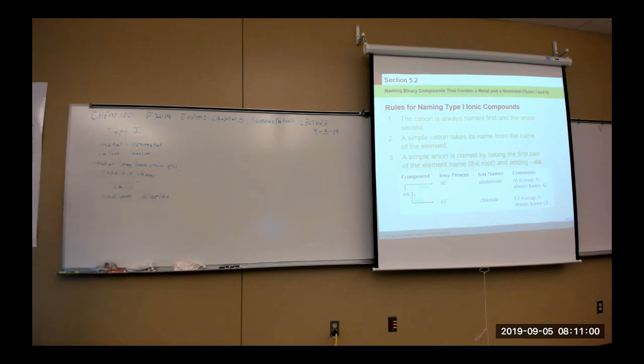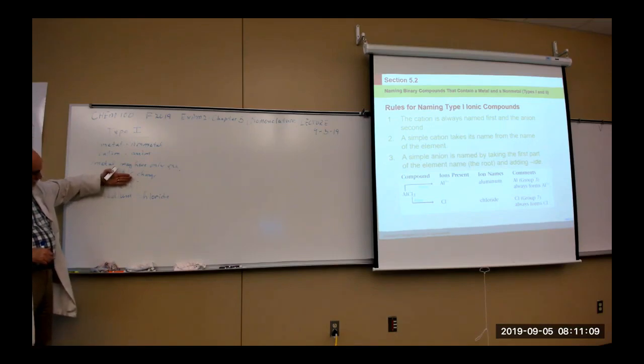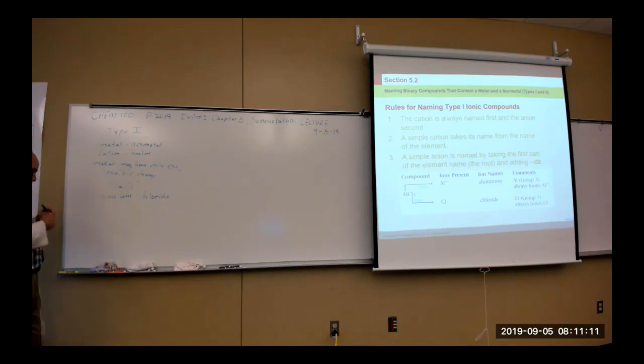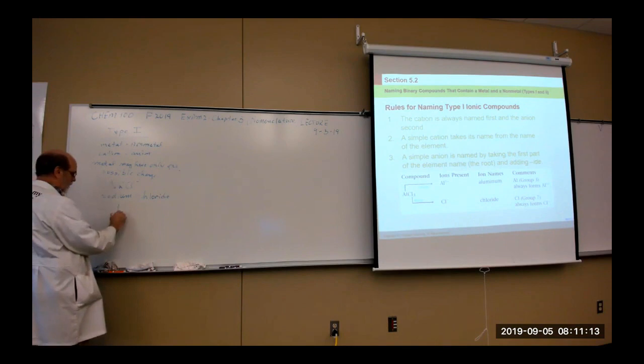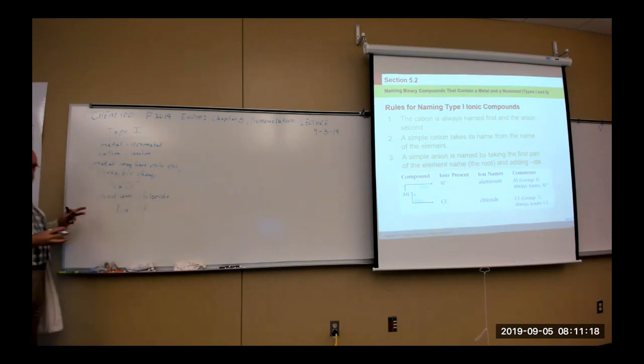Okay, so that's sodium chloride. Now, can we go backwards? Could we write the compound from that name? Well, we know it has sodium in it, right? So we just write the element. And we know it has chlorine in it, so we write the element.